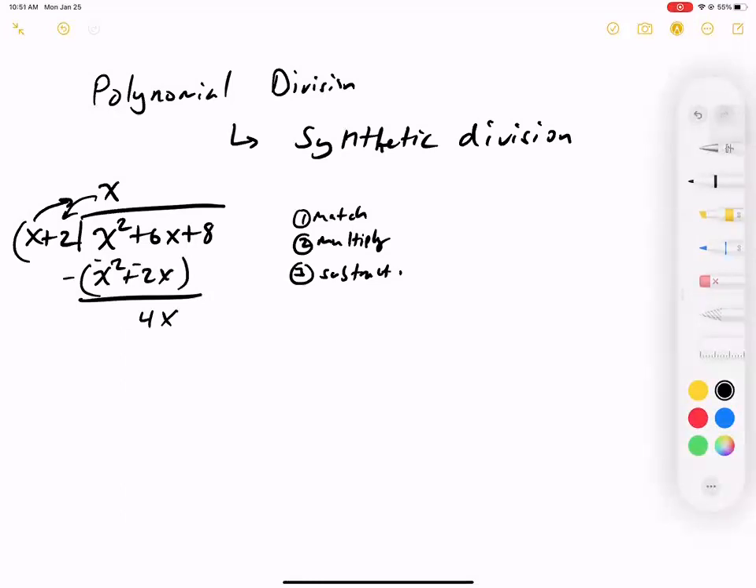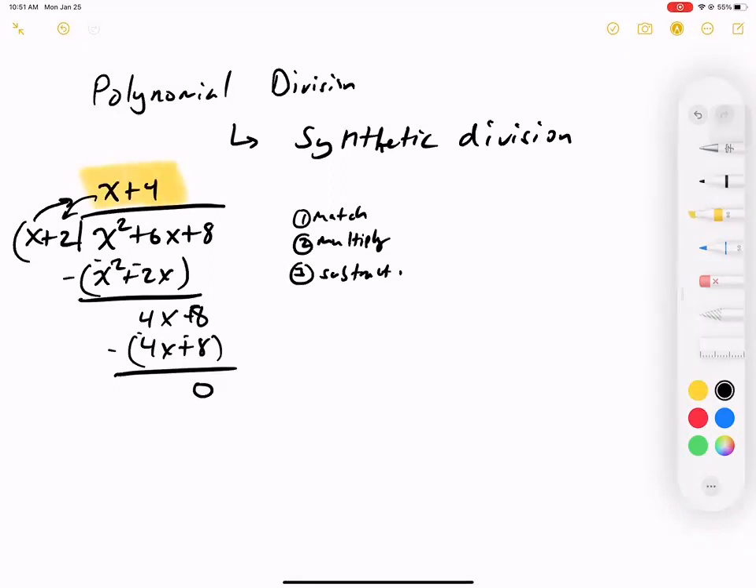So 4x. Then we repeat the cycle. We first try to match. How can I match x and 4x? We need a 4 there, so a positive 4. Then we multiply. Let me bring that down. 4 times x is 4x. And 4 times 2 is 8. We can see that these match perfectly, and we're going to subtract, and that gives us a 0 remainder. All right. So our answer is x plus 4. That's our answer right here.